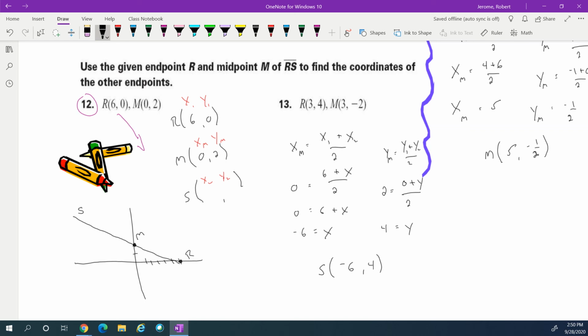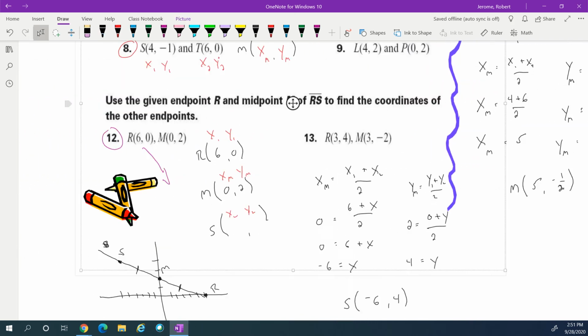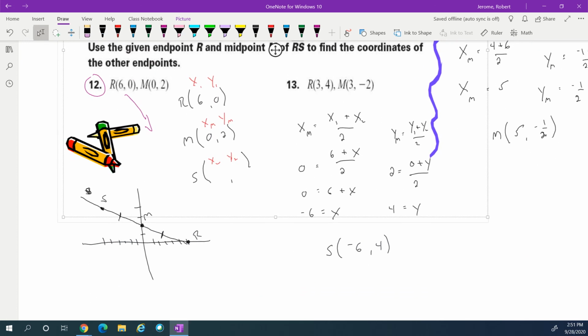And let's make sure that makes sense. If I go back to my graph, negative 6, 1, 2, 3, 4, 5, 6, and up 4. So 1, 2, up 4. So my S is really here. Well, I didn't know that, but now if I look at it, these look congruent. They actually look pretty good to me now. We found the other endpoint. We found the other endpoint is at negative 6, 4.